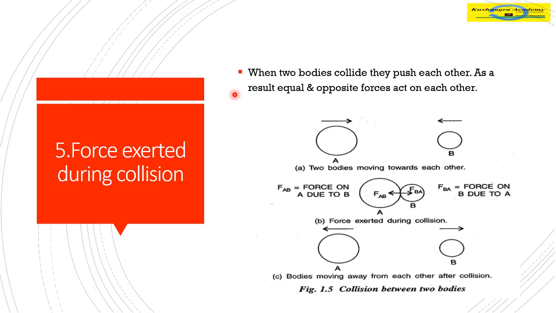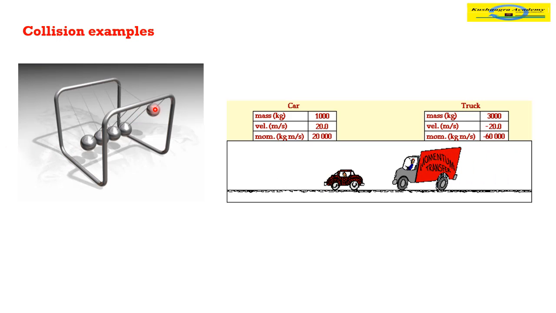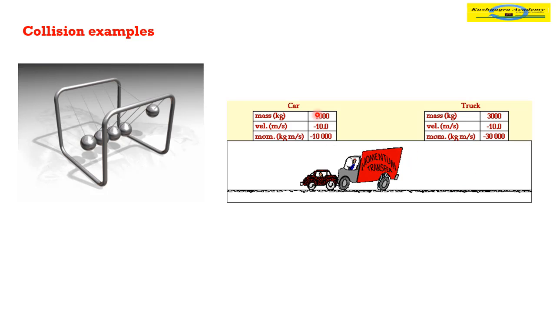Now let's see. When two bodies collide, they push each other. As a result, equal and opposite forces act on each other. Action and reaction forces. These are colliding and these are moving. We can see here what the changes are.